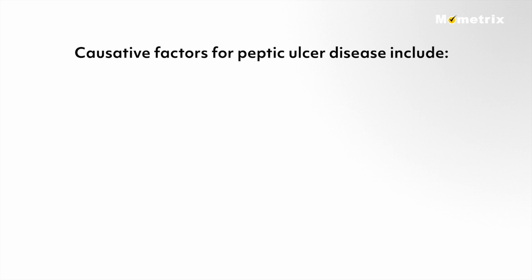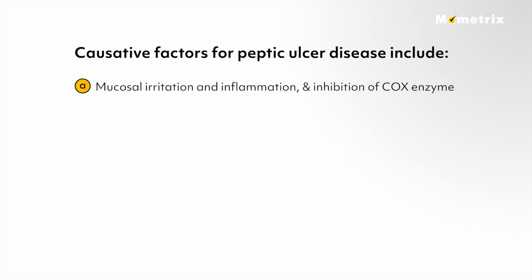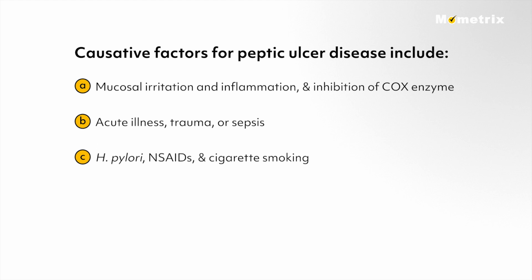Causative factors for peptic ulcer disease include A. Mucosa irritation and inflammation and inhibition of COX enzyme. B. Acute illness, trauma, or sepsis. C. H. pylori, NSAIDs, and cigarette smoking. D. Both A and C. Or E. All of the above.